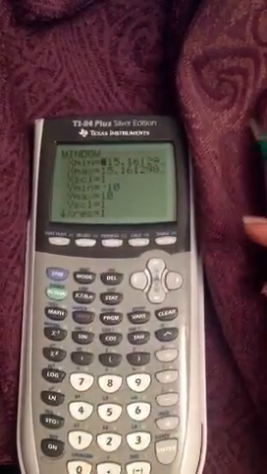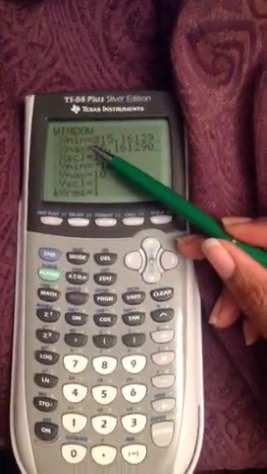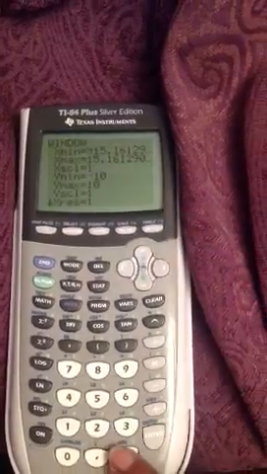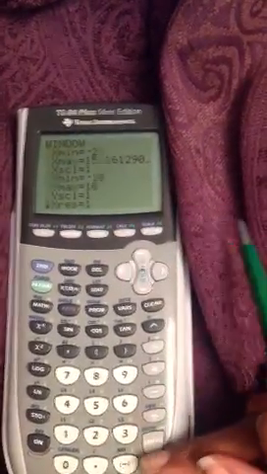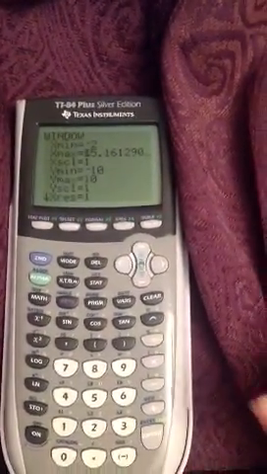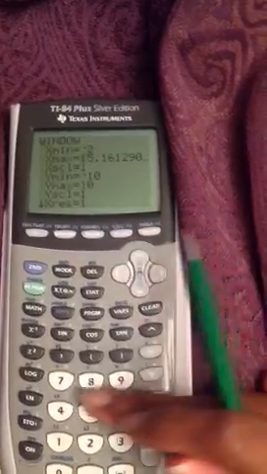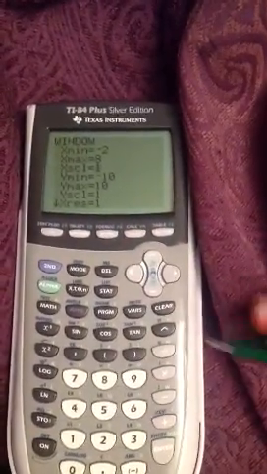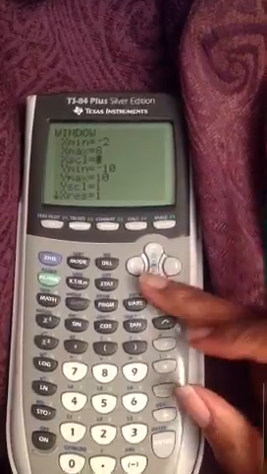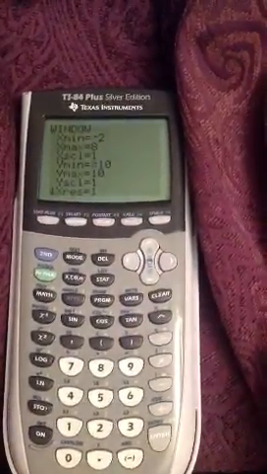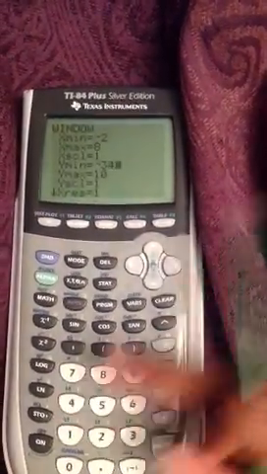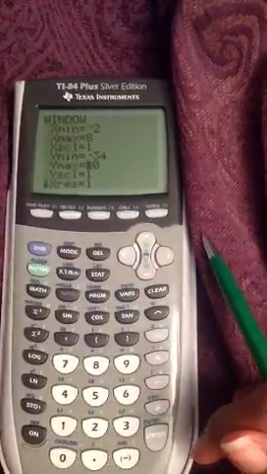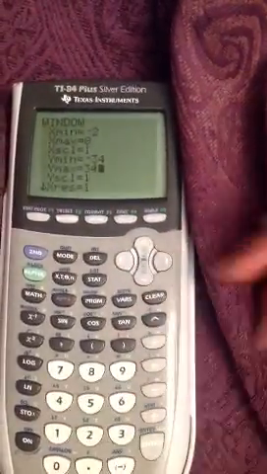So if you press your window button, your x minimum was the first value in brackets, which was -2, and you press enter to get down to the next line. In that same set of brackets, the value is 8. So that gives you your x max. Your x scale is how you're counting, so you're counting by ones. Your y minimum they gave you was -34, and the y maximum was +34.